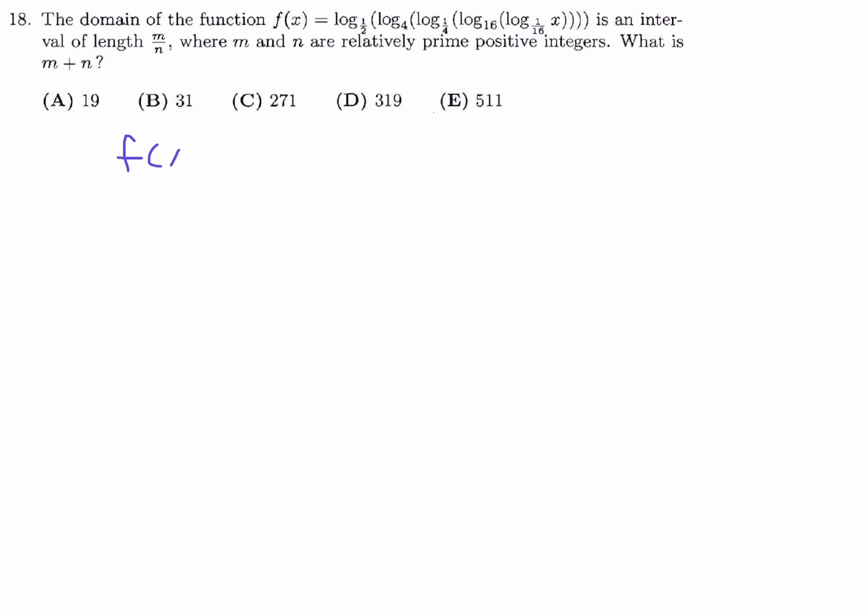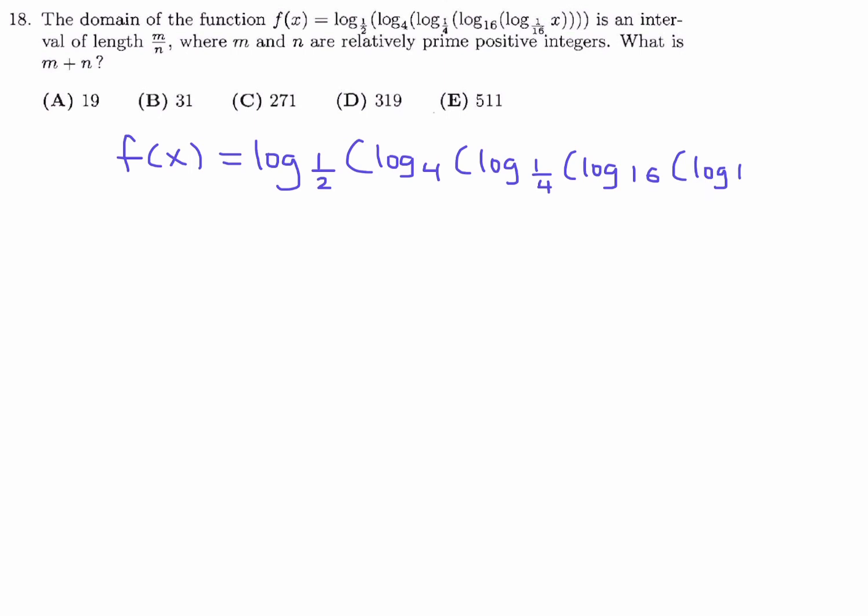Well, let's write out this big long expression. So 1/2, and then we have the log of 4, then the log of a quarter, then the log of 16 I should say, and then the log of 1 over 16, and then x, and then we have 4 brackets, 1, 2, 3, 4. Okay, so let's first do this in steps to make it as understandable as possible.